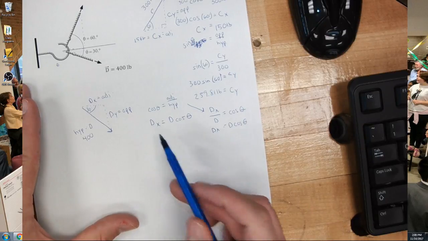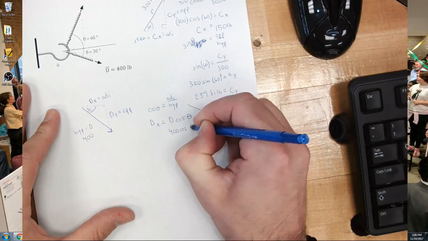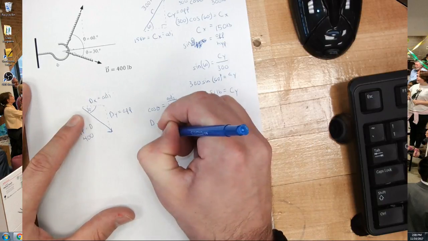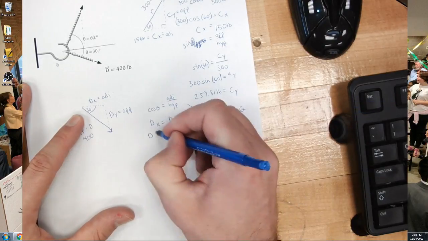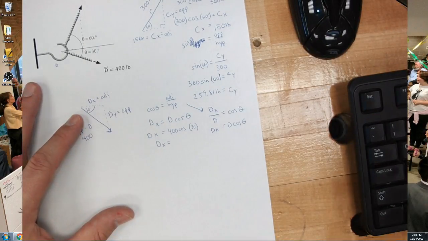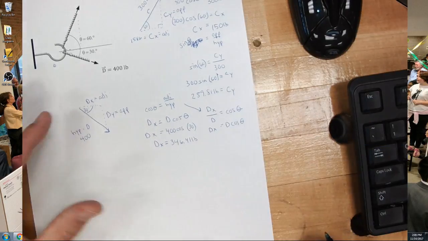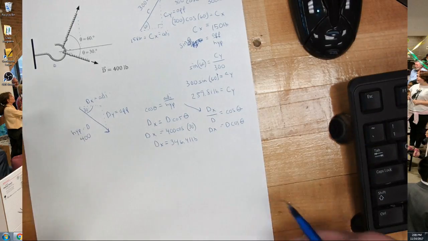So from there, now I can solve, and I have my d, this is 400. Cosine of now 30 degrees. My d of x is going to be 346.41 pounds. Okay? Now from there, you could use the Pythagorean theorem.